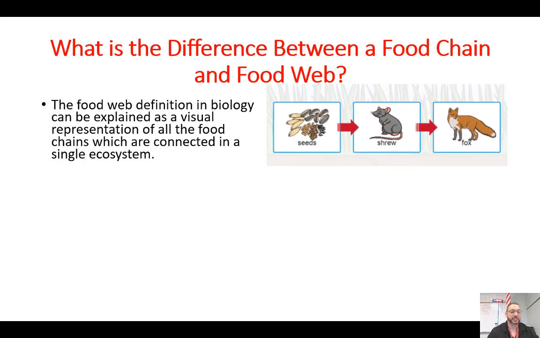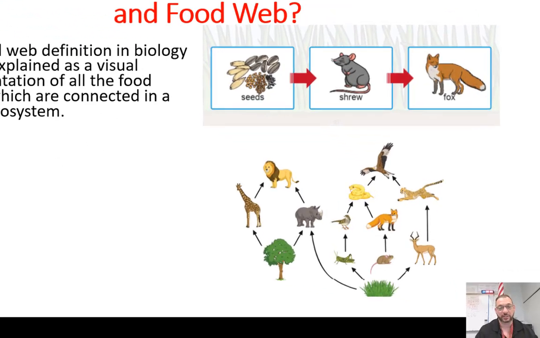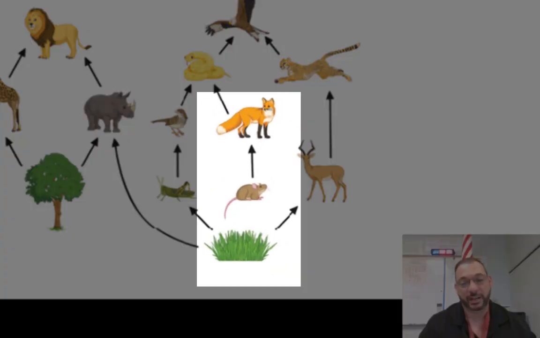So the food web definition in biology can be explained as a visual representation of all food chains which are connected in a single ecosystem. So you can look right here, the food chain I showed you was seed, shrew, fox, and if you look at the food web, that's the food chain that's part of the overall food web right here.